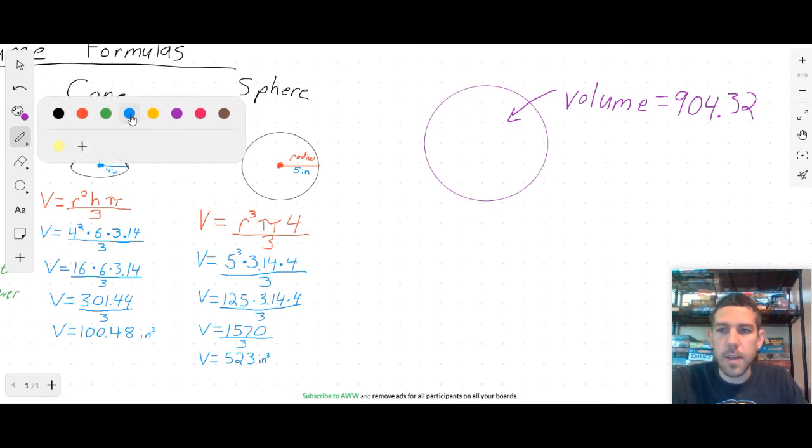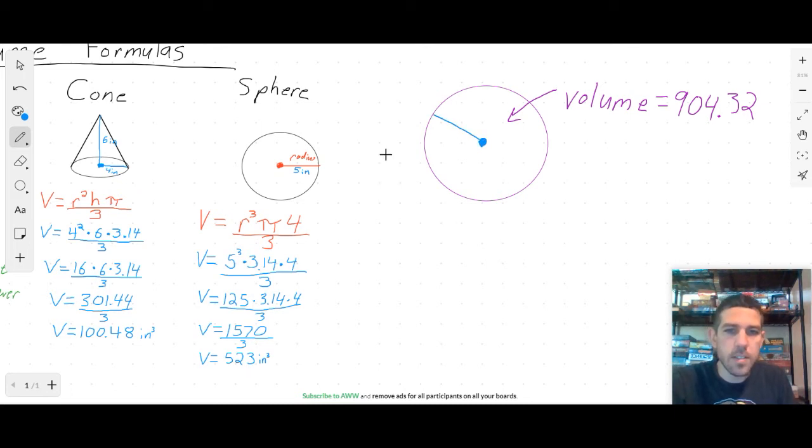Okay, and what I don't know is I don't know the radius. Let's try to use some kind of backwards math or inverse operation to figure out what is the radius. And remember, the radius is the distance from the center to the outside of any of the outsides. So it doesn't really matter where I draw the radius. Okay, so what is the radius?